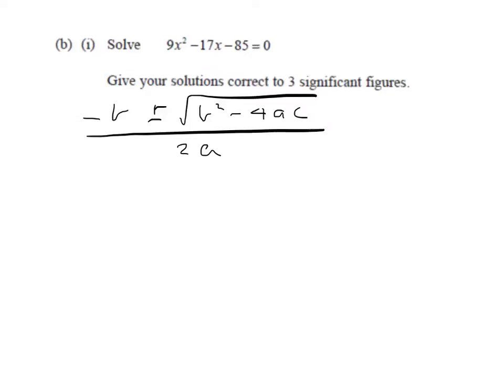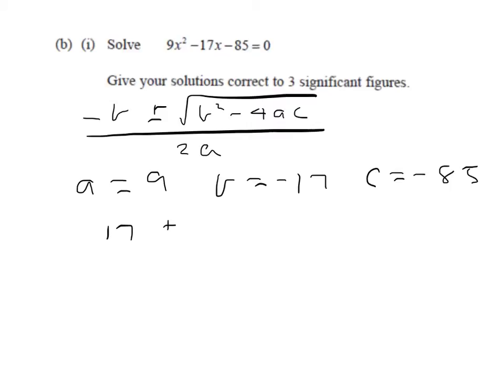So, second part of the question, we've got to solve 9x squared minus 17x minus 85 equals 0. We'll use the quadratic formula, which I can get from the front of the exam book. So we just need to identify a, b and c correctly. So a is 9, b is minus 17, and c is minus 85. So if we put that into the formula, we can have minus 17, which gives me 17.